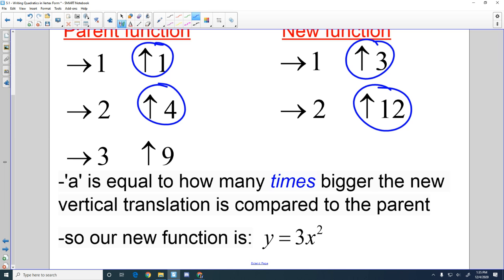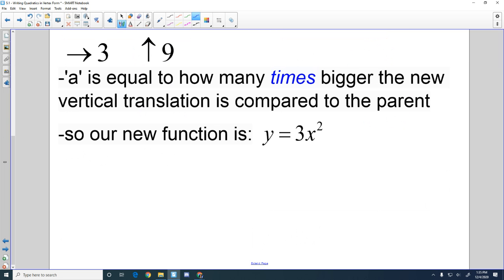It's cubed. Just say the number. 3. 3 times bigger. All right, so it's exactly 3 times bigger. And so A is 3. That's all you do. You compare it to the standard, like vertical distance, and each of those numbers was 3 times bigger than the normal one. Therefore, A is 3. It's as easy as that.